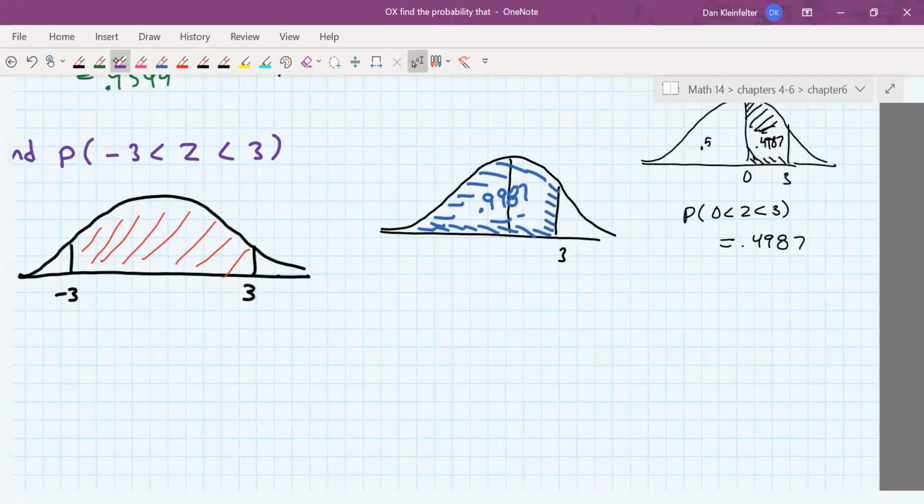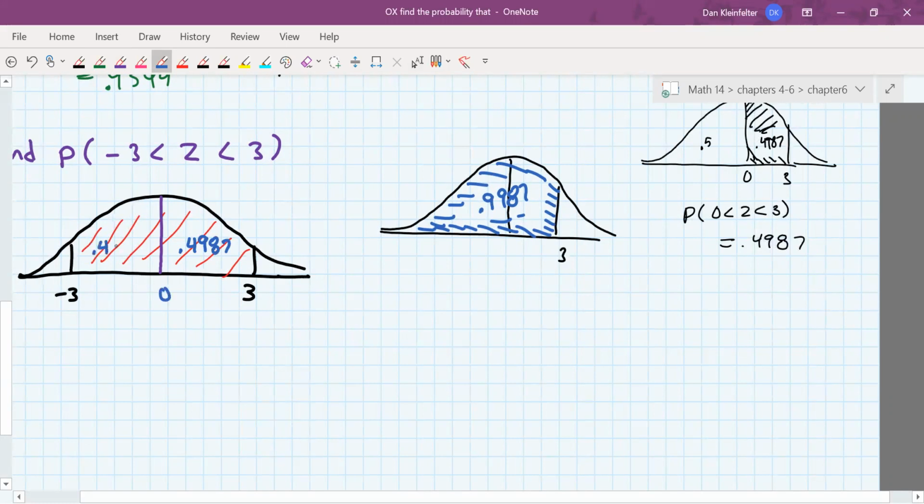So then, if we really want to know the probability that z will lie between -3 and 3, we found that there's 0.4987 on the interval from 0 to 3, and then using symmetry, it'll again be 0.4987 from -3 to 0. We'll need 0.4987 twice, and that's 99.74.